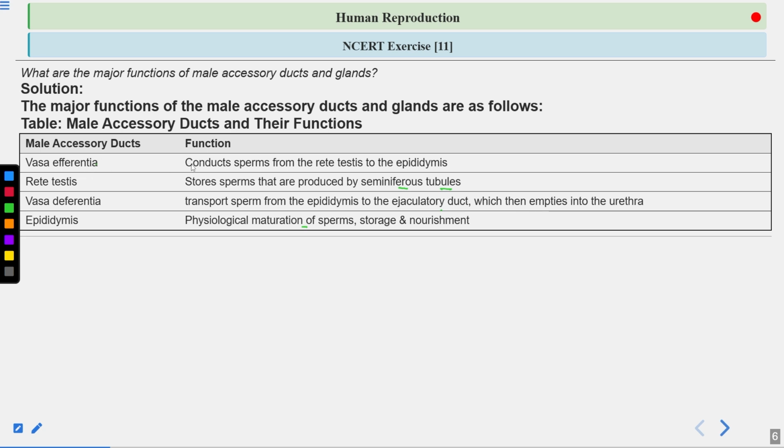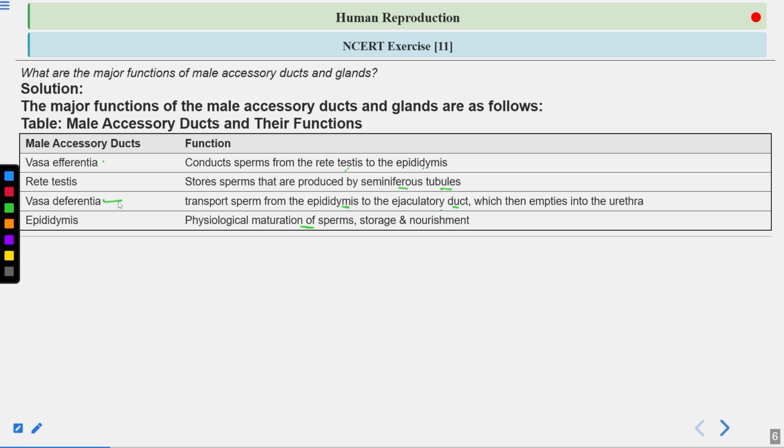And what does the vas efferentia do? It conducts sperms from the rete testis to the epididymis. Earlier sperms were in the rete testis. Now sperms are carried by the vas efferentia from the rete testis to the epididymis. In the epididymis, what happens? Maturation of the sperms occurs. And then from the epididymis, the sperms are transported to the ejaculatory duct by the vas deferens.